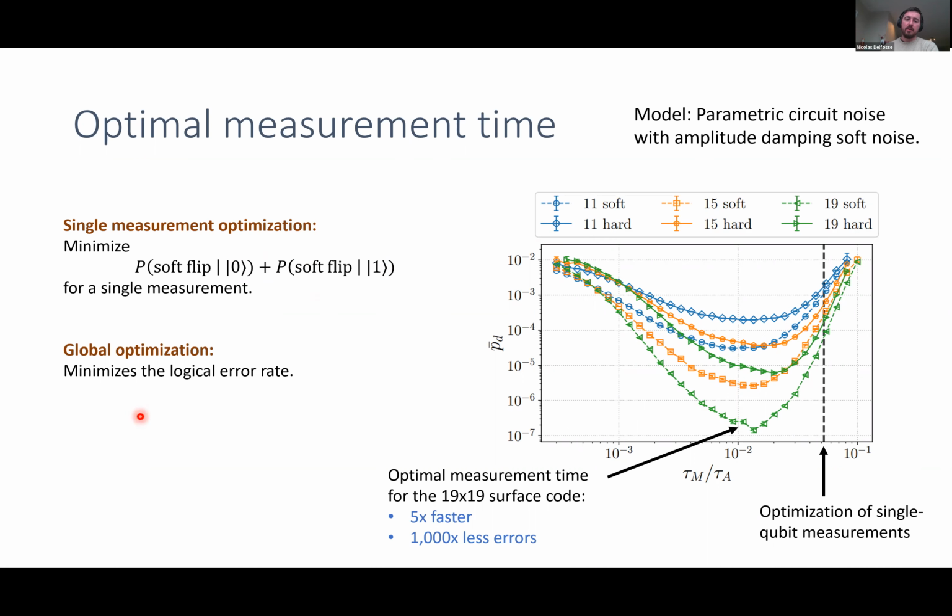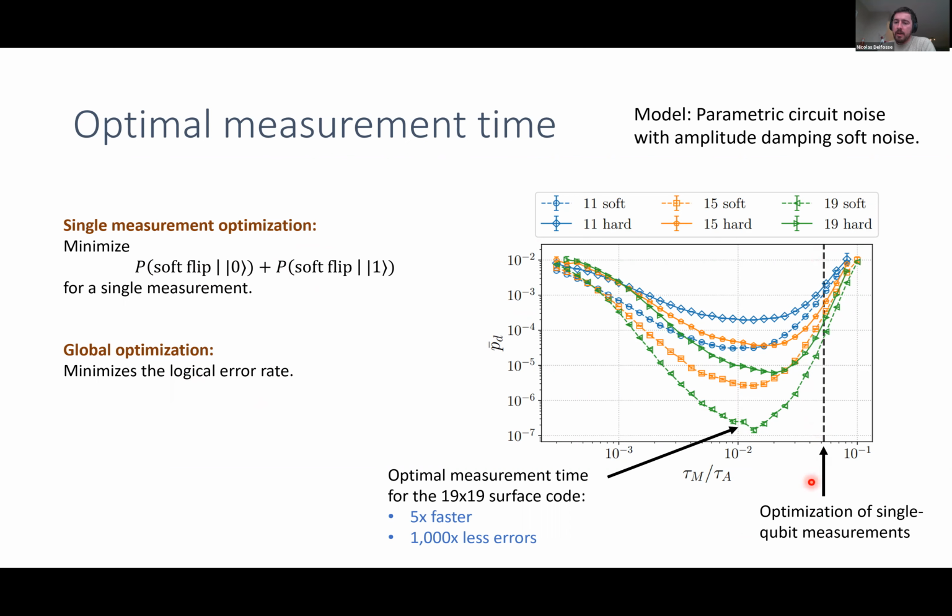And instead of that, what we suggest is a global optimization. Instead of optimizing a single measurement, we should optimize the entire error correction scheme with the measurement. And this co-design gives us a better logical error rate. What we want to optimize is the logical error rate. We don't really care if we have bad single qubit measurements as long as we have good logical qubits. And we observe a very, very big gap between the 2 models. If we optimize a single qubit measurement, we get a measurement time that is independent of the code and the distance.